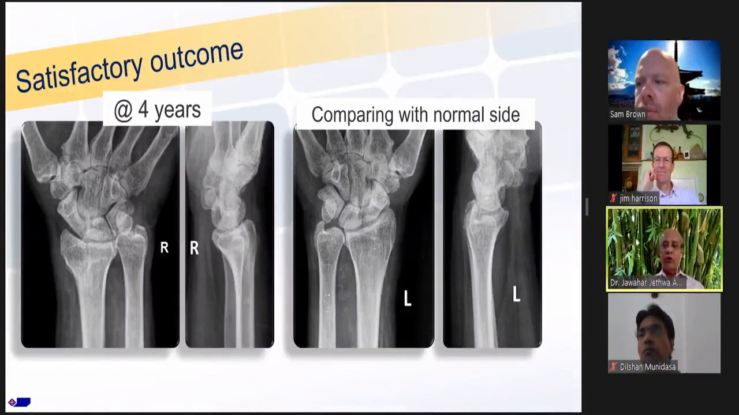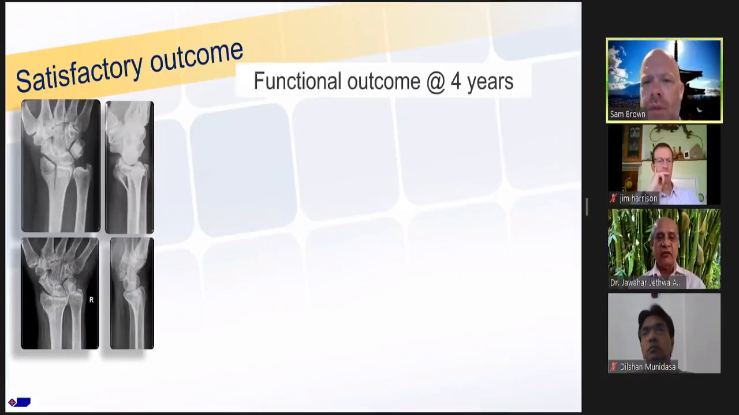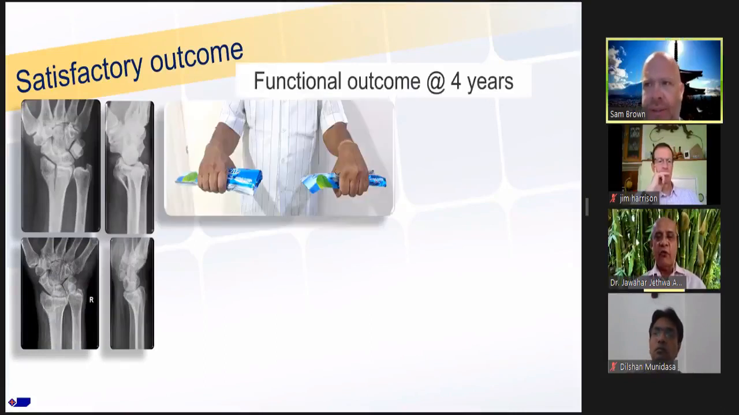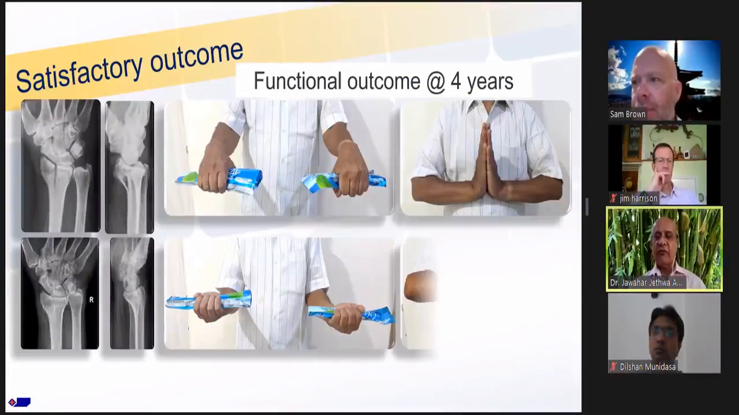Okay. So this is the way we can compare and we can study the cases which are not treated by operations. And this is what I call a satisfactory outcome: the fracture union, and full pronation, full supination, full dorsiflexion, full palmar flexion.